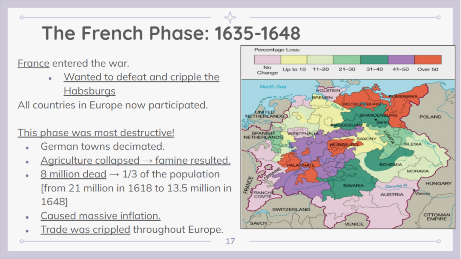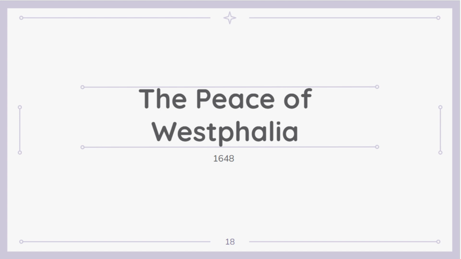We see agriculture is starting to collapse. There's a famine that's going on, mass death, disease. Germany's population drops by a third. There are cities being burned to the ground. There's massive inflation. It's just really overall a very unstable time for Europe. And just when people think kind of like this is never going to end, after 30 years, the Peace of Westphalia is signed in 1648.